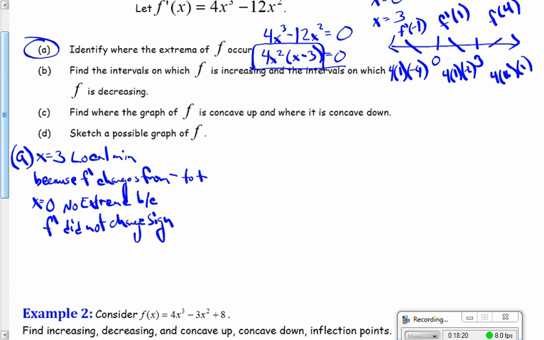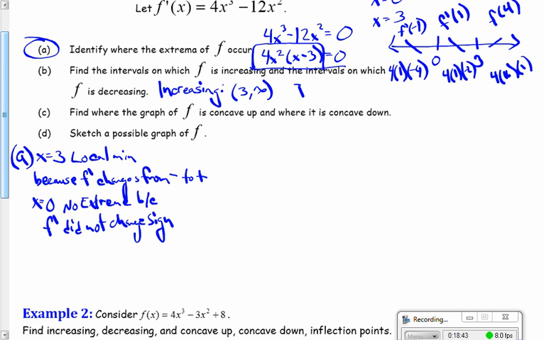Can we answer B now? Let's do increasing. What work am I going to use to defend my work on increasing here? I'm going to use the number line I just made, right? So on what intervals is f increasing? 3 to infinity.